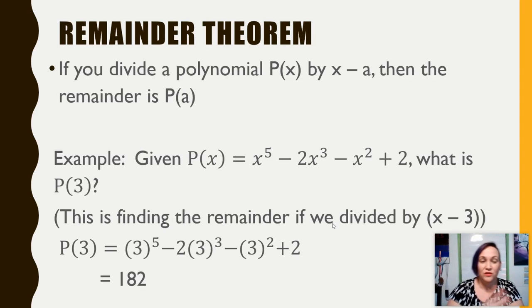Okay? So that's the answer for this question. And remember, that means if I were to actually divide this problem, I would have a remainder of 182. It doesn't tell me what the whole division answer is, just tells me what the remainder is.